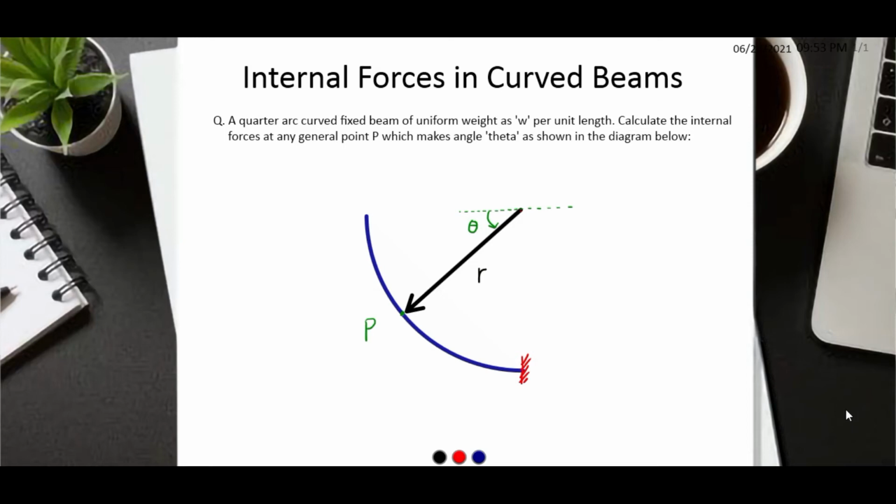Hello guys, in this video we need to determine the internal forces, which are normal force, shear force and bending moment, at the generalized point P, which makes an angle theta from the horizontal axis in the counterclockwise direction. So we need to find the internal forces at the point P. Let me show you how to calculate all these forces.